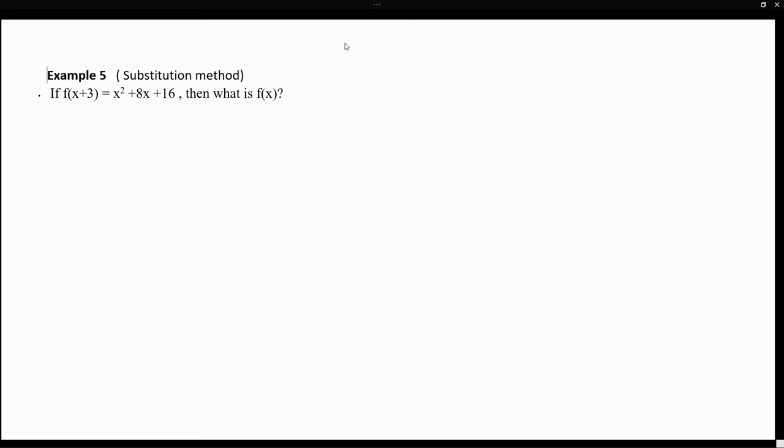Here we have a function, which is defined as f of x plus 3 equals x squared plus 8x plus 16. This is saying that there's a function that if I plug in the expression x plus 3, this is my output. But what we want to do is find out what would have happened if I had just substituted x instead of x plus 3. So what will be my output if I were to plug in x instead of x plus 3 into this function called f?